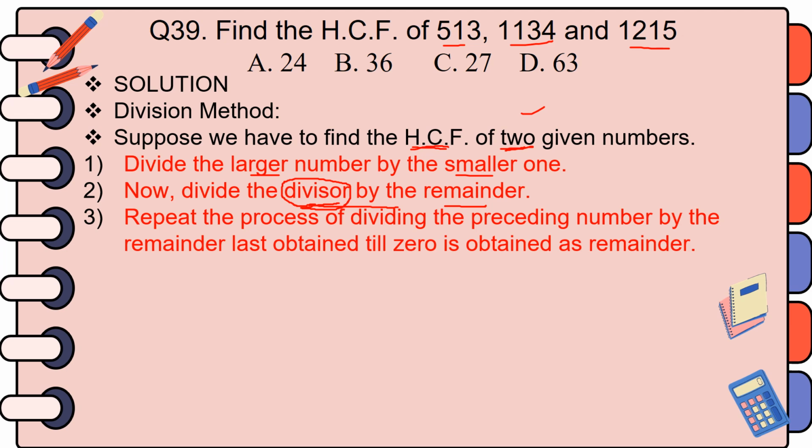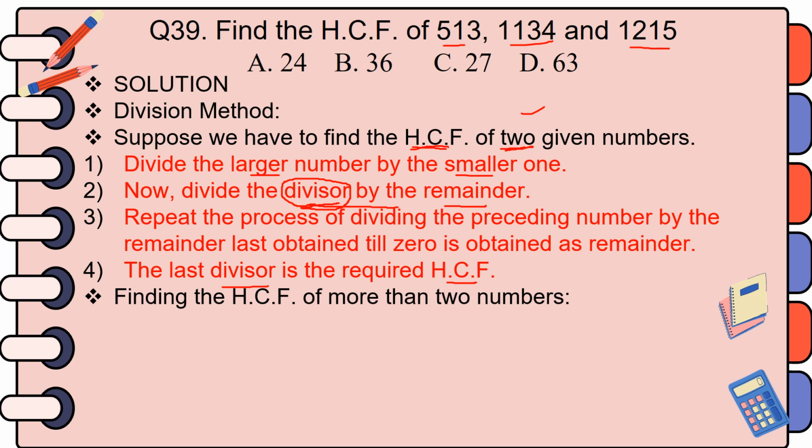Then on the fourth step, what it says is that the last divisor here is the required highest common factor, not the remainder, rather the last divisor that gives remainder 0, is the HCF of those two numbers.